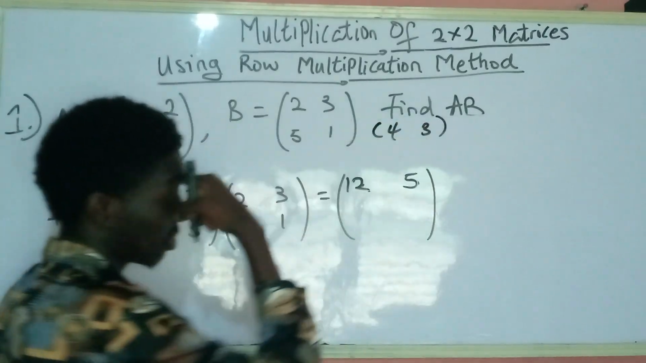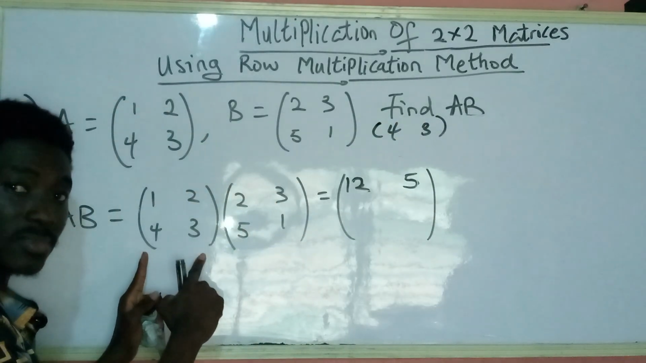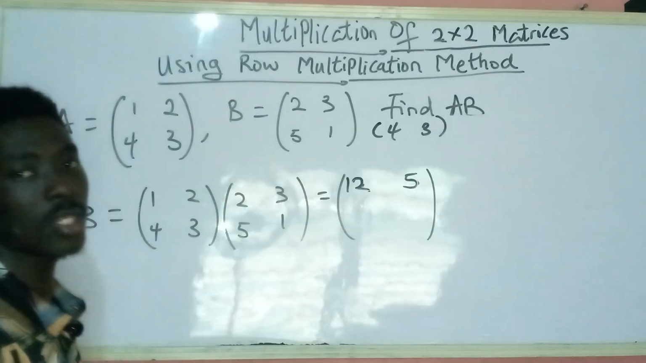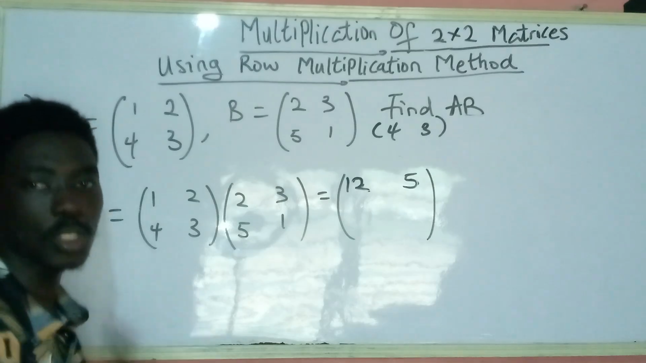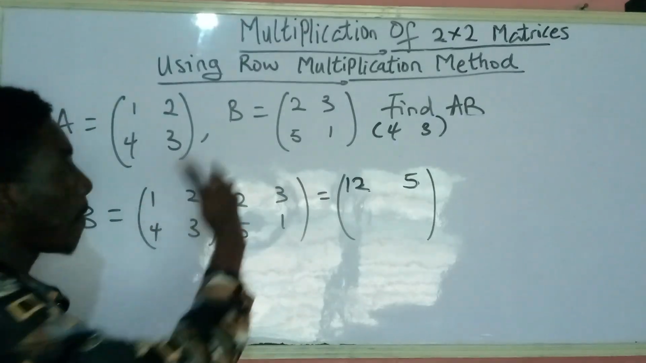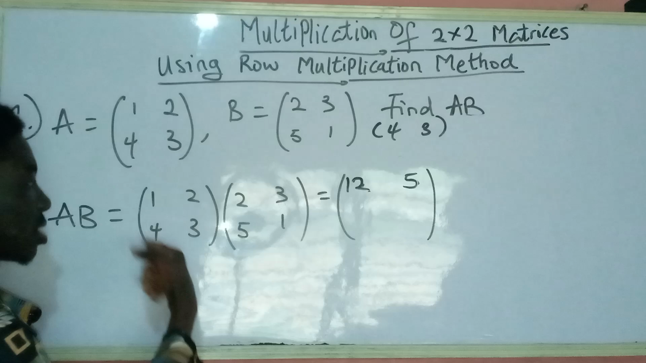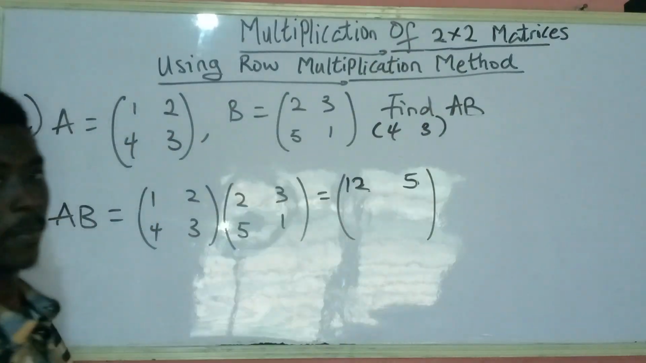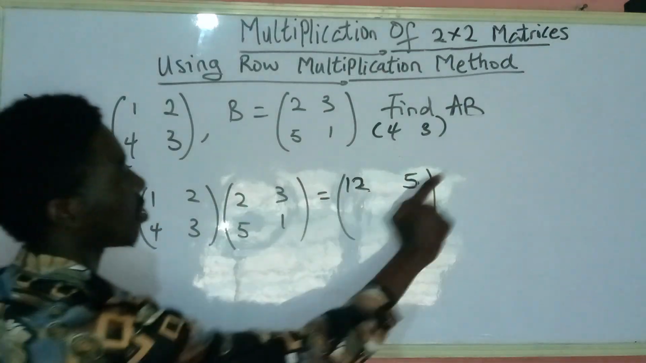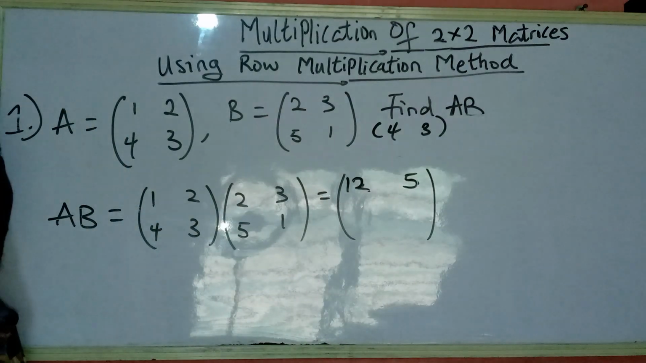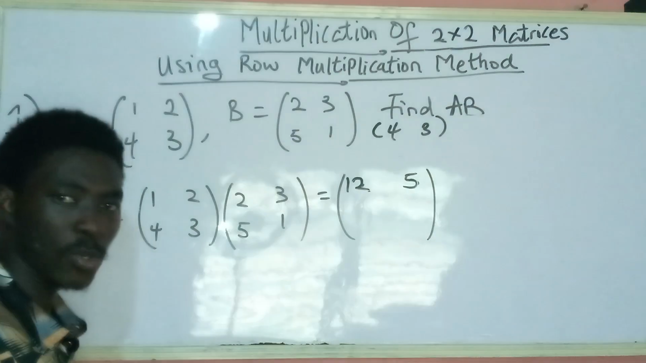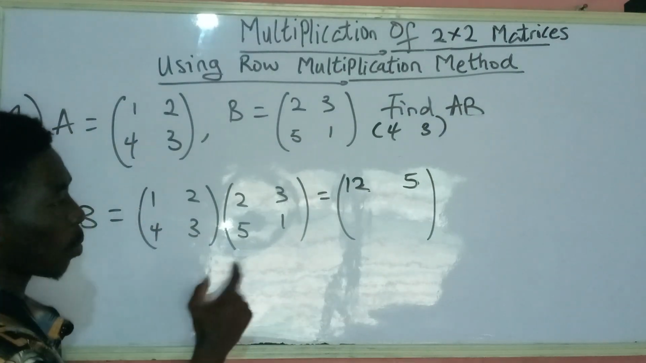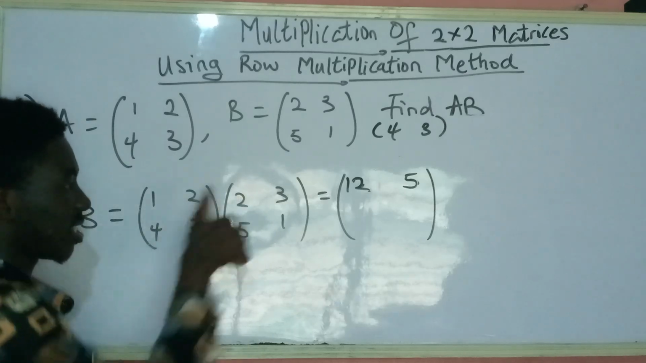4 and 3. So I'll take this next row now and start the same process. It is a continual process. You use the first row, multiply all the columns. Use the next row, multiply the columns. The first row gives us the first row here. So that means any number of rows we have gives the same number of rows in the final answer. So 4 and 3 we multiply by 2 and 5.